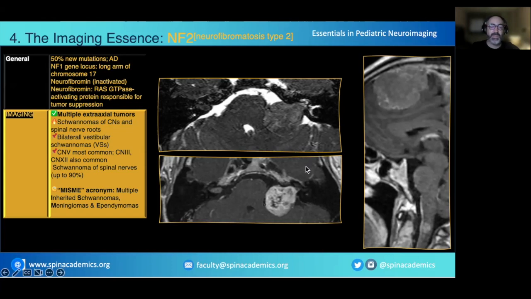And the important thing in NF2 is that you have to rule out other tumors, for example, in this case a meningioma and also an ependymoma, and it conforms the MISME acronym, which means multiple inherited schwannomas, meningiomas, and ependymomas. And I said neurofibroma, but the correct term is schwannomas in NF2. Neurofibromas are related to NF1. So this type of tumors are schwannomas. And the other thing is, if you find a schwannoma in a young adult, you have to rule out NF2 and look for other stigmata.